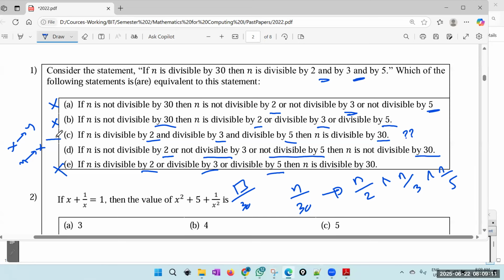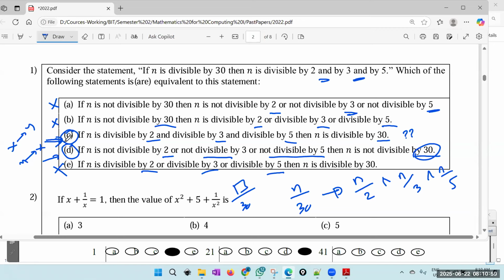But I feel like this is more likely. If n is not divisible by 2, 3, and 5, because those are factors of 30, most probably it will not be divisible by 30 also, because the LCM of 2, 3, 5 is 30. So I'll go for C, but most probably the answer is C or D. I'm not very sure why C is not correct, but it looks like D is also correct. That is why I told you that more probably C and D.